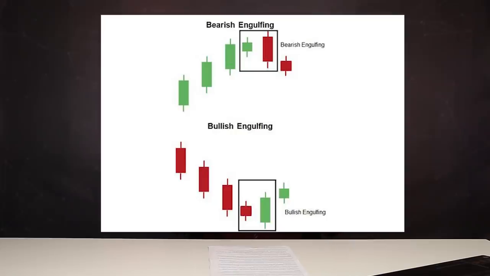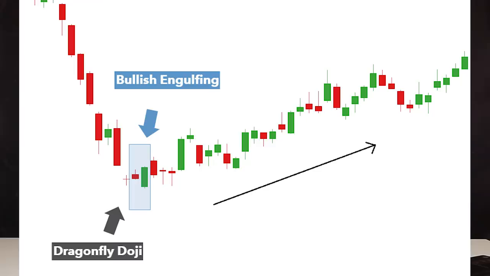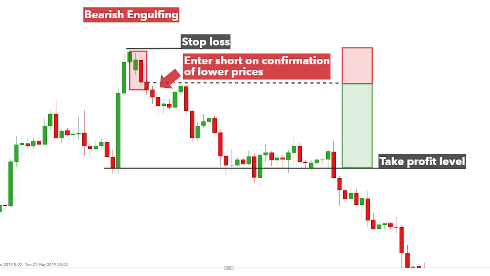The third type of pattern is the bullish engulfing or bearish engulfing pattern. Another type of reversal candlestick pattern, it consists of two candlesticks of different colors. The body of the second engulfs the body of the first. It works only after a clear trend, and the signal becomes stronger if the body of the first candlestick is small, while the body of the second is very large.